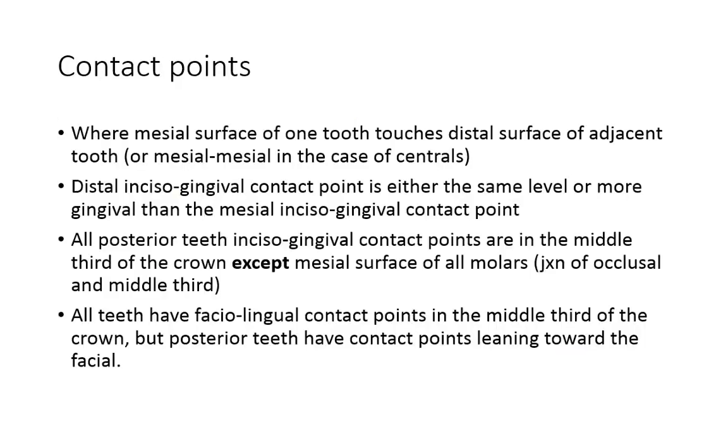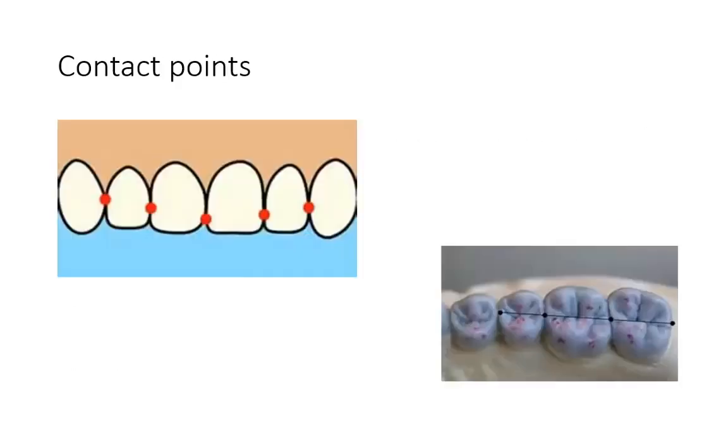So some rules of contact points. So the distal incisal gingival contact point is either the same level or more gingival than the mesial incisal gingival contact point. And I believe this is just for anterior teeth. So what does that mean? So when you look at the distal contact point, right, for the maxillary central, this is slightly more gingival than the mesial contact. It's slightly higher.